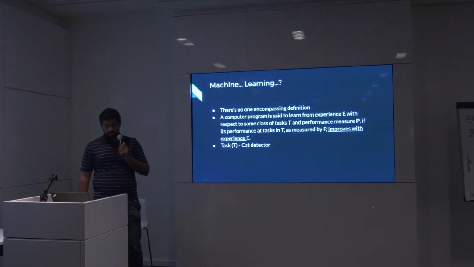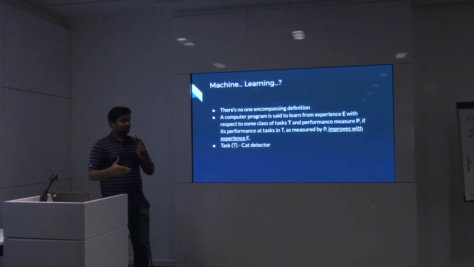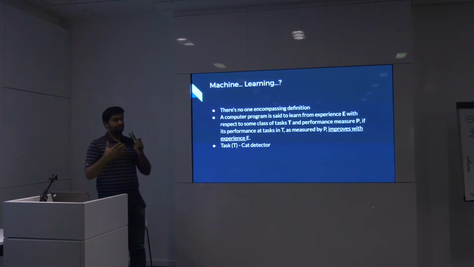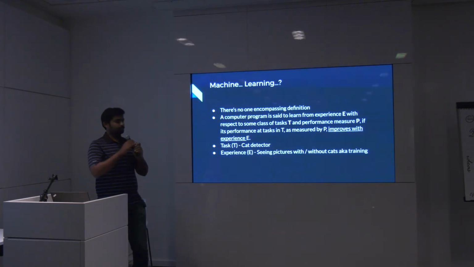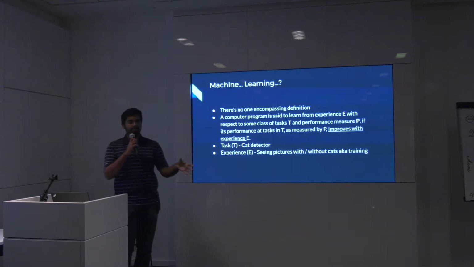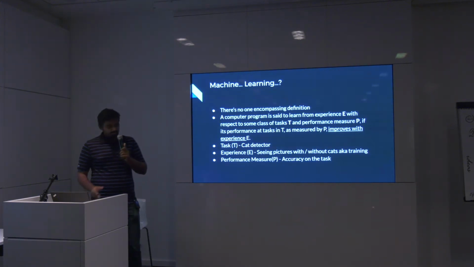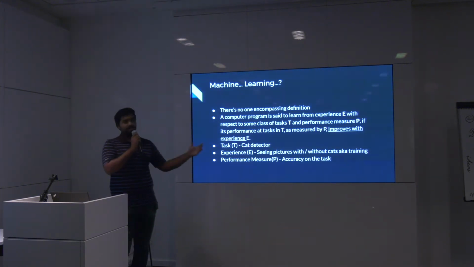So through some experience, if the program's performance improves, then we say it's learning. For example, in the previous slides, the task is basically to detect if there's a cat in the photo. And the experience is to show the program photos of cats and photos without cats, saying, look, this image has cats, this one doesn't. And your performance metric would be basically accuracy on the task, for example, the percentage of correctly classified images.